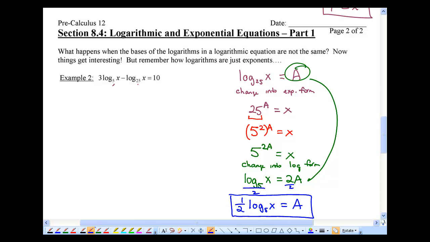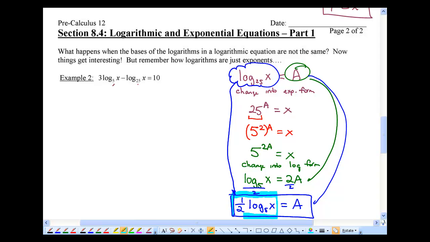Why? Well, because if both of these are equal to a, then that means log base 25x is the same thing as half log base 5x. And why is that important? Because now I can substitute this into here, and look at this. I've now changed my equation, and instead of having two different bases for the logs, I now have the same base. And this makes life so much easier now.